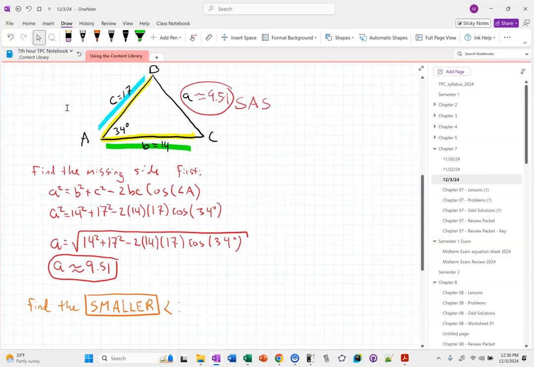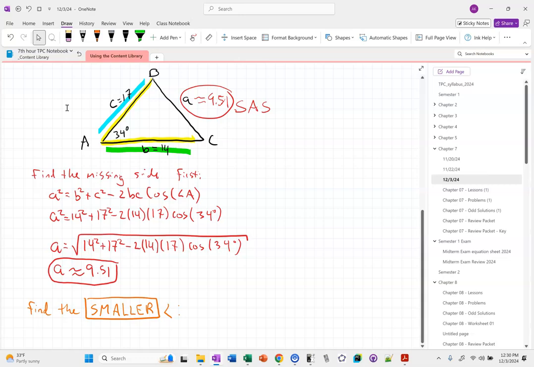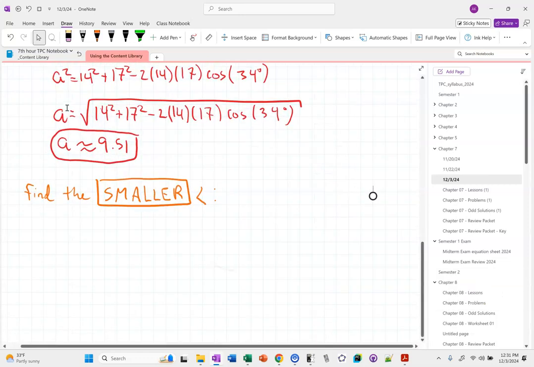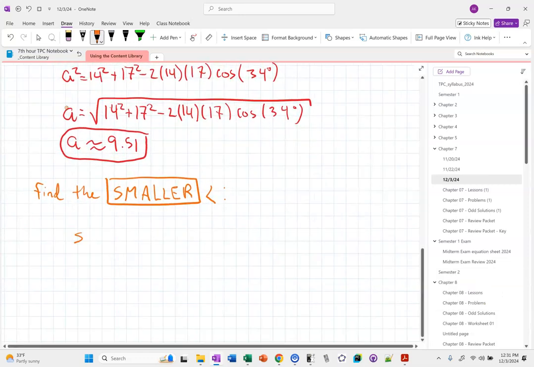So, Mr. Kulik, how do I know, if I don't know what the angle is, whether angle B or angle C is bigger or smaller than the other one? How can I tell? Great, so the bigger angle will be across from the bigger side. So which one is the smaller angle, B or C? B, because 14 is less than 17. Side B is less than side C. So we're going to use the law of sines to do this.